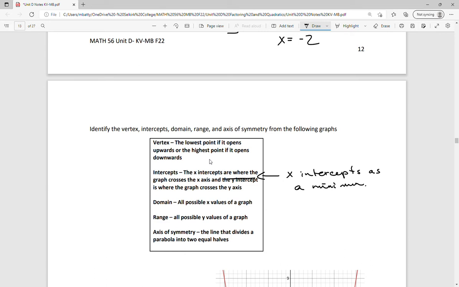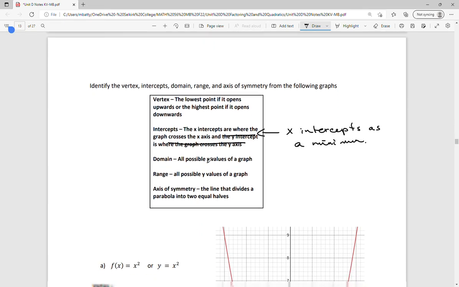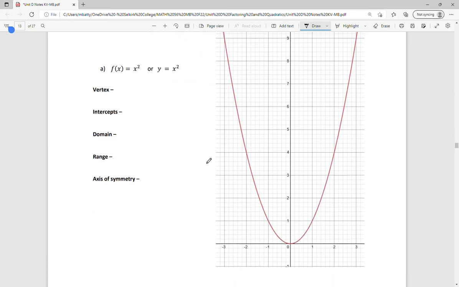It doesn't really matter the y-intercepts so much, but technically you could do it that way. So let's take a look at these. So this is y equaling f of x, or in function notation, f of x equals x squared. Just as a bit of a review, these are relations, but they are also functions because they pass the vertical line test. So that means that we can write them in function notation.